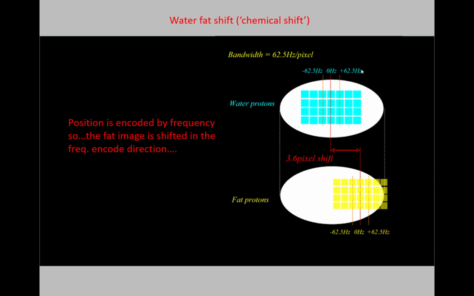Now, that means that it thinks that water signals, say, that are coming from this column, and fat signals that are coming from this column are coming from the same location, which of course they aren't, but it doesn't know that. So in the final image, those two images, the water image and the fat image, are going to be misaligned by 3.6 pixels in this case. In other words, there will be a chemical shift artifact between them.